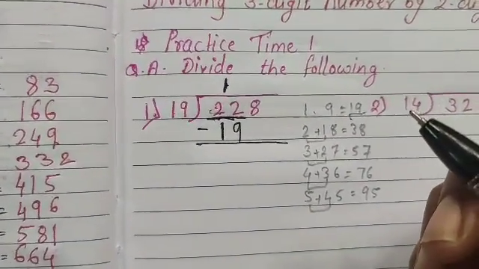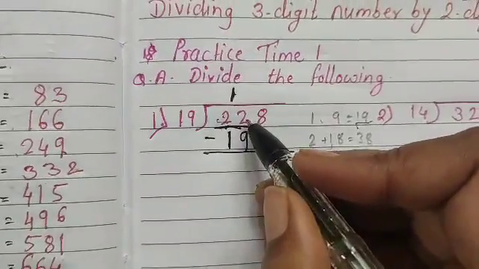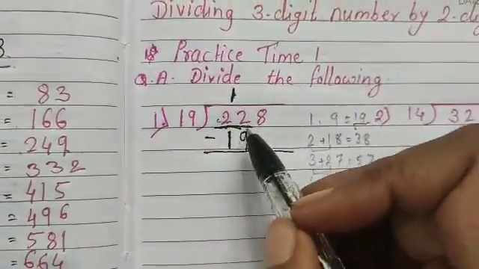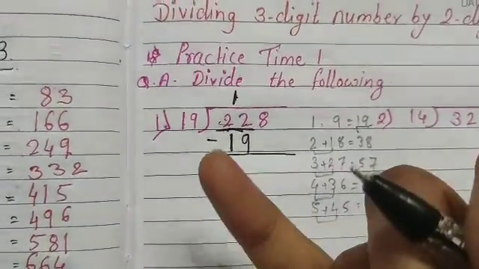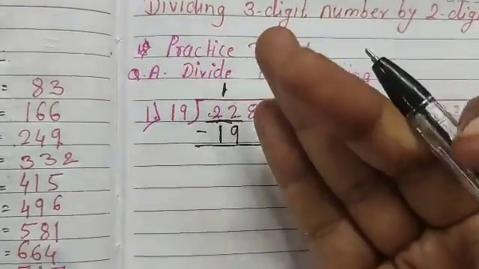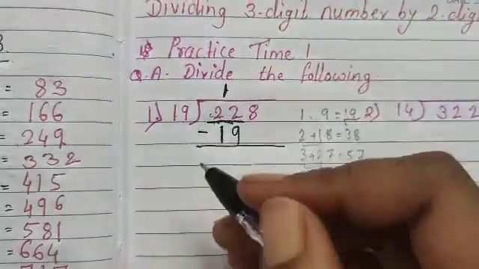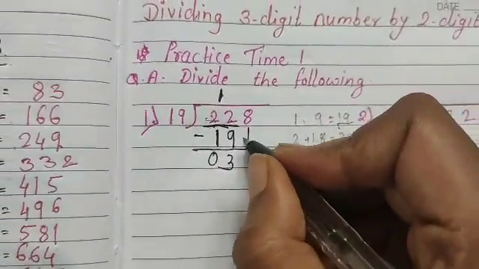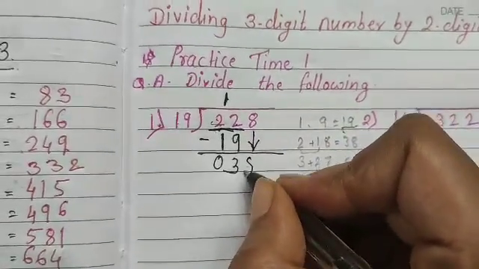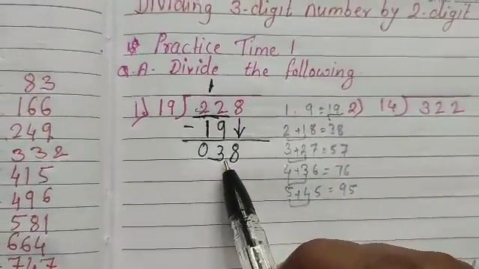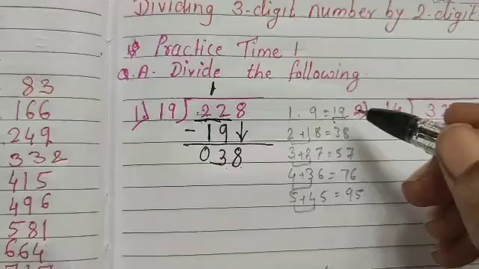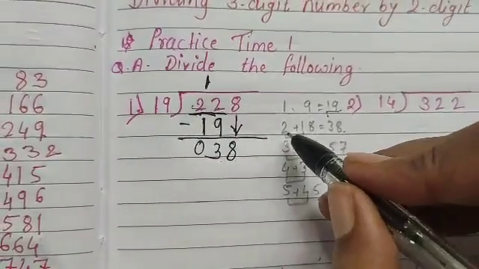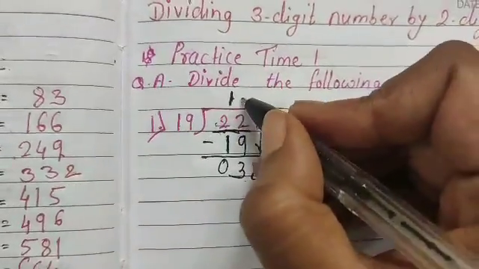Now we have to subtract. So after 19 you can count forward till 22: 19, 20, 21, 22. So how many are left? 3 are left. And here 0. Now the next digit will come down, so 38. Now observe 38 in the 19 table. Yes, it is there. So 19 twos are 38.